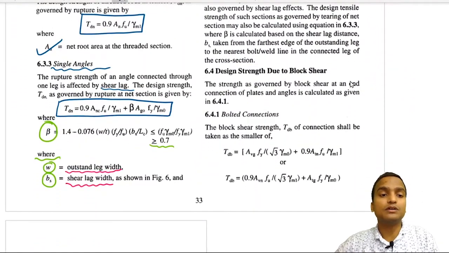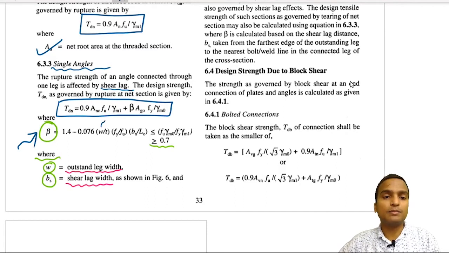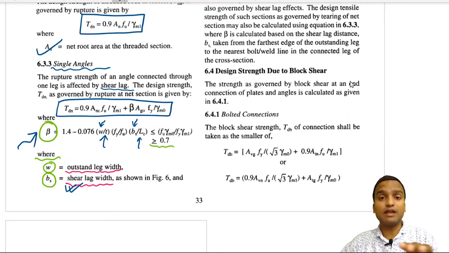Now let us come first of all to beta. So you know the value of W. W is the outstanding leg width, T is the thickness of the angle section, Fy is the yield stress, Fu is the ultimate stress, Bs is the shear lag width, and LC is the length at end connections. So all these values are available and we can use them and get the value of beta.